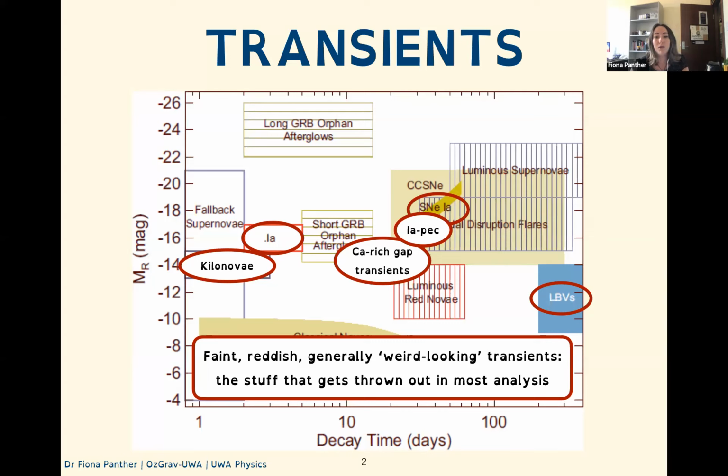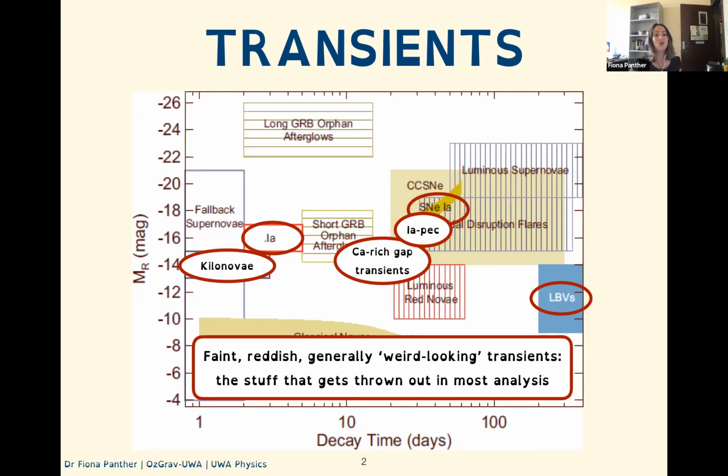I've also done some observations with luminous blue variables in the past, as part of ToO campaigns with the ANU 2.3 meter telescope. And now I'm quite interested in kilonovae, and what happens before something becomes a kilonova, and also quite interested in these .Ia objects, which are very faint, very fast decaying transients that may be type Ia-like. So I'm generally interested in faint, fairly red, generally weird looking transients.